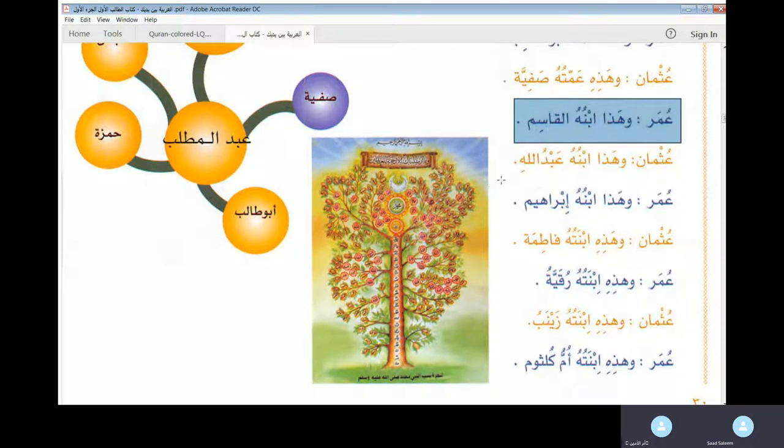And this is his son, al-Qasim. Ibn means son. This is his son al-Qasim. Uthman: And this is his son Abdullah. And this is his son Abdullah.